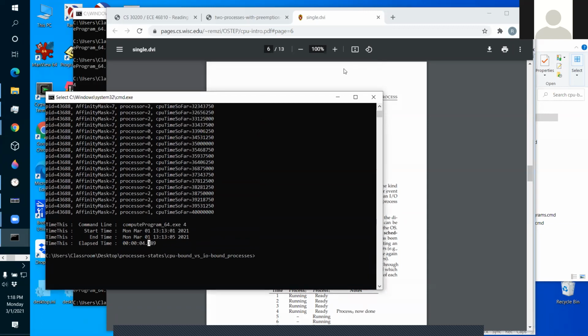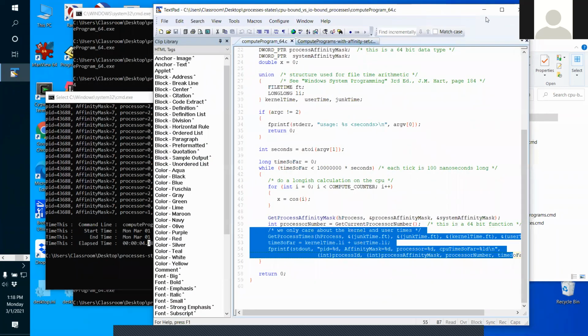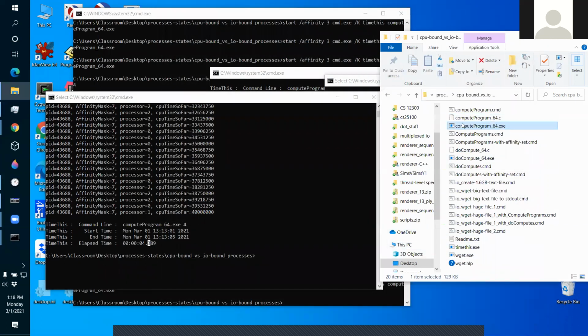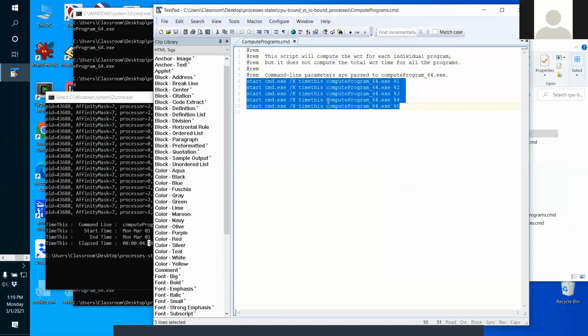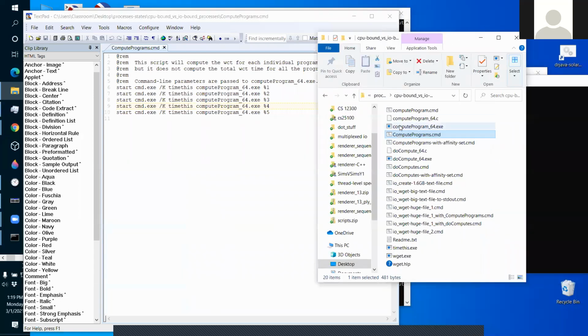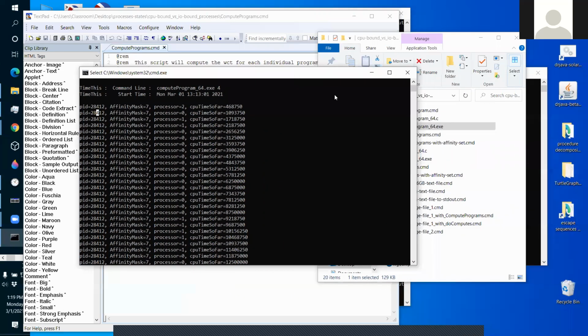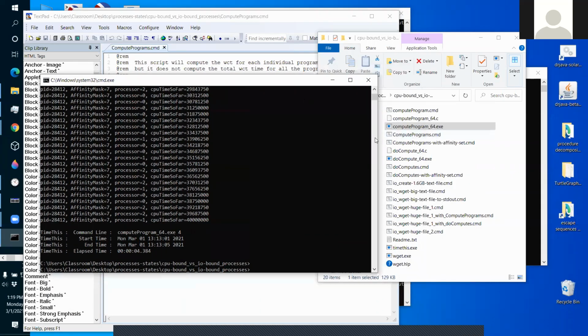Okay. All right. So you can play around with these scripts and you can do different experiments. This is the compute bound program. This script here runs multiple instances of them, timing them. So if you want to run 5 of these, you could try to double click this guy. You'd have to open 5 consoles or type real fast to run 5 times. So I wrote a batch script that will let you run 5 of these. The batch script is called compute programs.